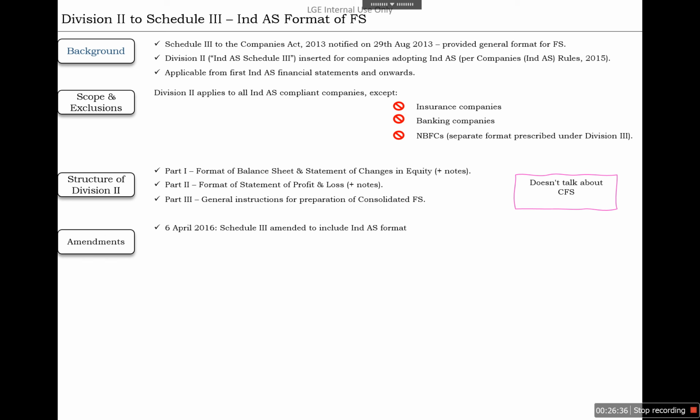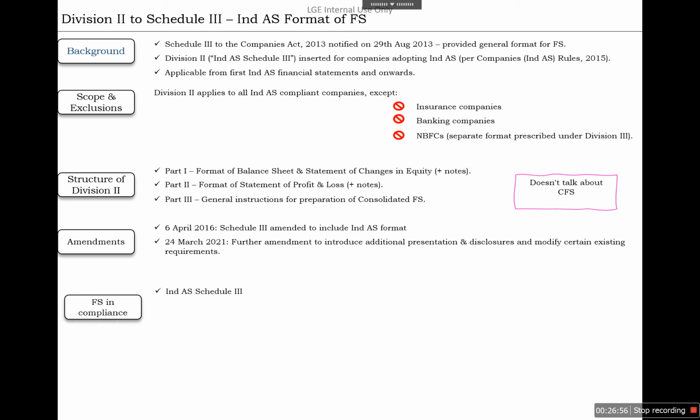There have been different amendments also in Schedule 3, Division 2 of Schedule 3. First it was amended in 2016, for inclusion of Ind AS format. Then later on, it was amended in 2021.